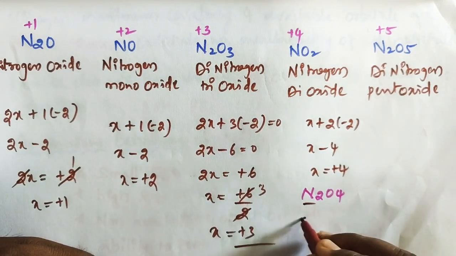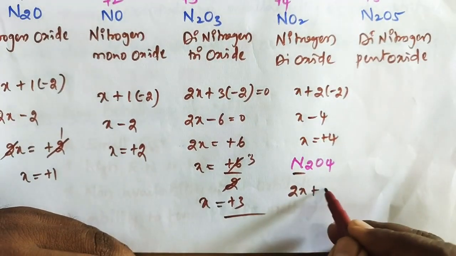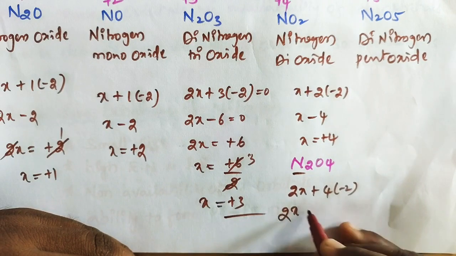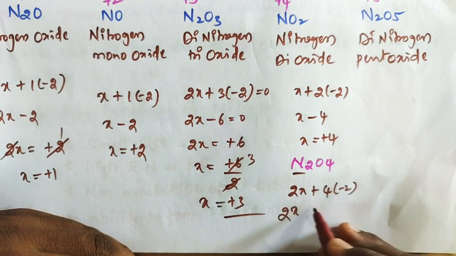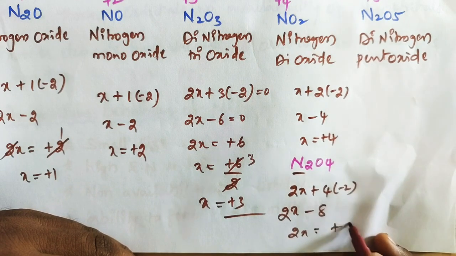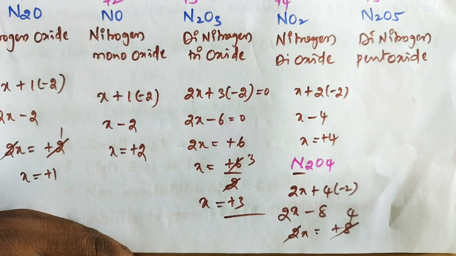We take in this 2 nitrogens, 2x, plus 4 oxygens, 4 into minus 2, so 2x minus 8 = 0, 2x = plus 8, x = 8 by 2, so x = plus 4.